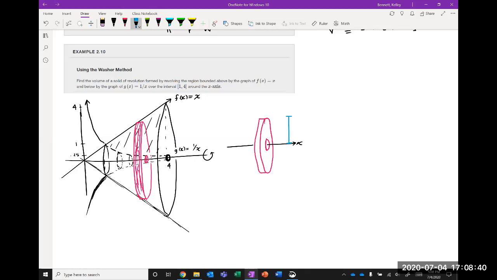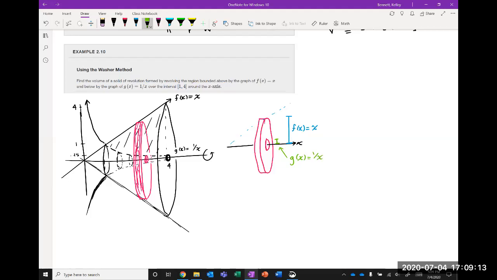My big radius is given by this function here, right? So the big radius is given by f of x, which we know is just x. And then I also have a little radius, which is this one here. This is given by g of x, which is 1 over x.